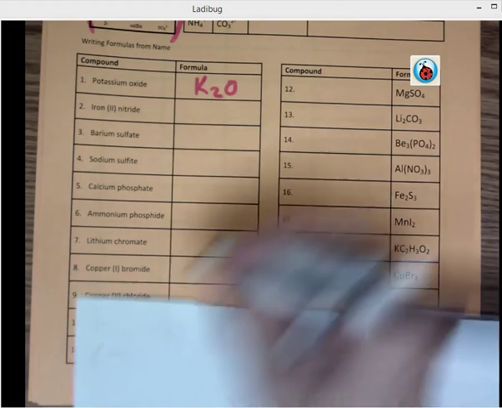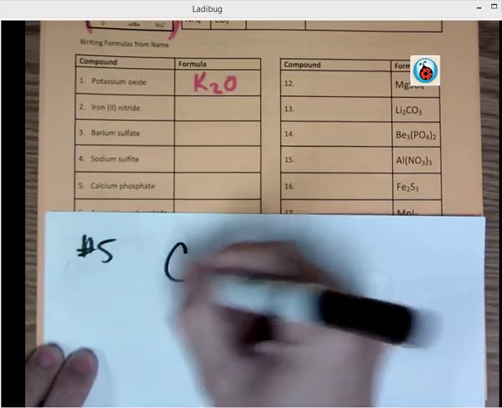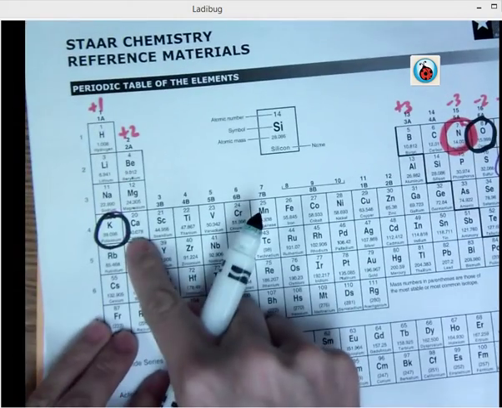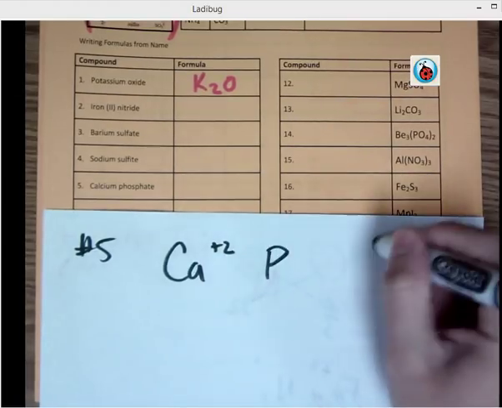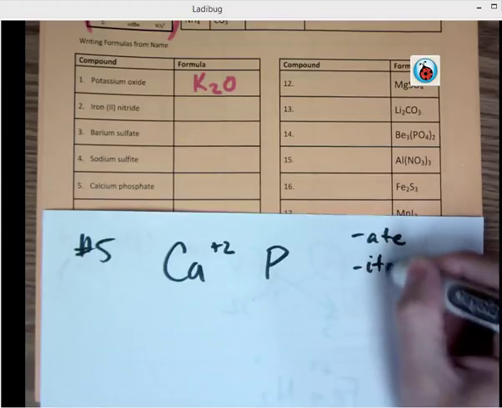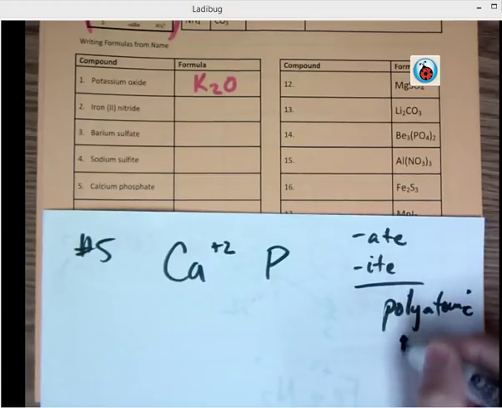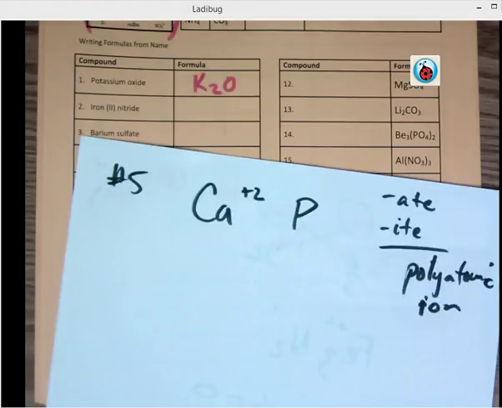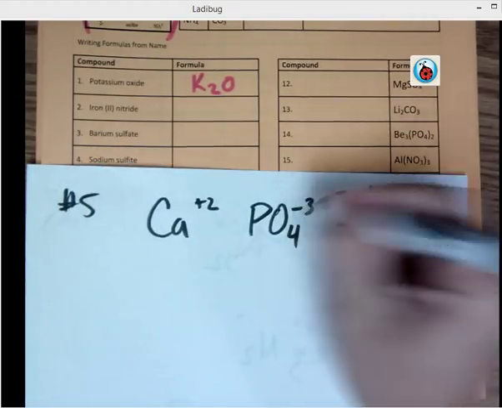And that's number 2. So let's go down to number 5. Calcium: get the oxidation number for calcium, which is in group 2, so it's plus 2. Then phosphate ends in ate or ite, so that is a polyatomic ion. You have to look at the chart for your polyatomic ion. You're not expected to memorize the charge yet. Polyatomic ion is negative 3.